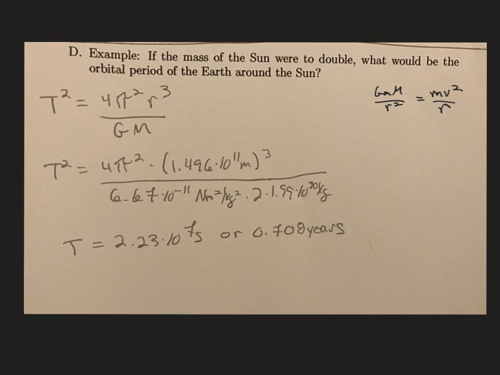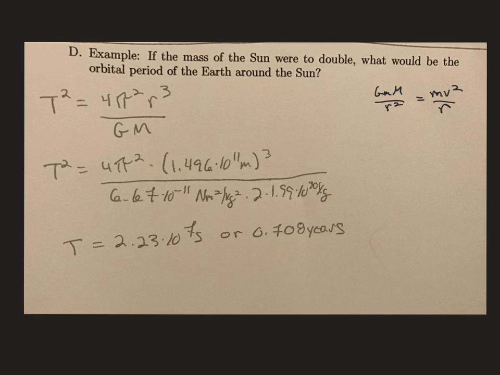So when we take 4 pi squared times 1.496 times 10^11 meters cubed, and then we divide that by 6.67 times 10 to the minus 11 newton meters squared per kilogram squared, so that gravitational constant, times 2 times the mass of the Sun, 1.99 times 10 to the 30 kilograms. When we rearrange that, we get that the period is equal to 2.23 times 10 to the 7 seconds. So Kepler's third law does produce a period in seconds, but our brain does not typically think in that many seconds. So I converted this to years.